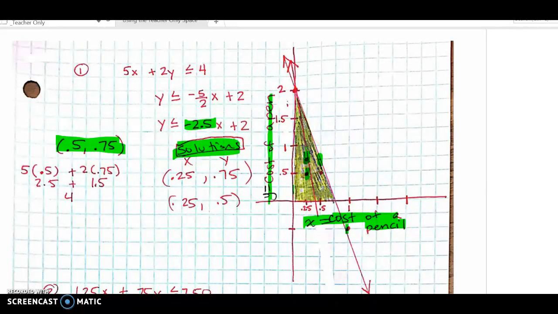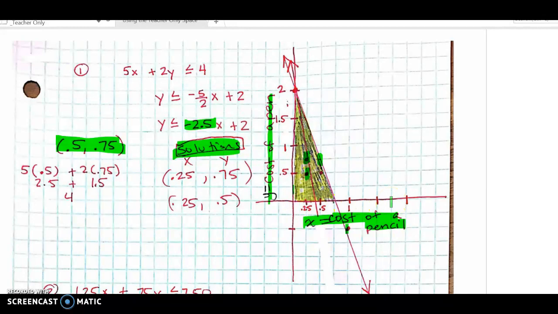So with you only focusing on the positives, you really wanted to be able to zone in on that small solution region in the positive quadrant. And the only way you could do that here is to use a very small scale.